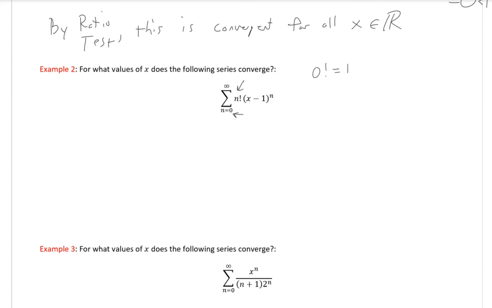Now, we're still going to recognize this as a power series because we have a value of x to the n power. The fact that x is a little bit more complicated is not exactly relevant. So we're still going to analyze this as a power series, and we're going to work with the ratio test to determine convergence. So here we have the limit of a sub n plus 1, so we'll have n plus 1 factorial times x minus 1 to the n plus 1 power. And we're going to divide that by the original n factorial times x minus 1 to the n power.